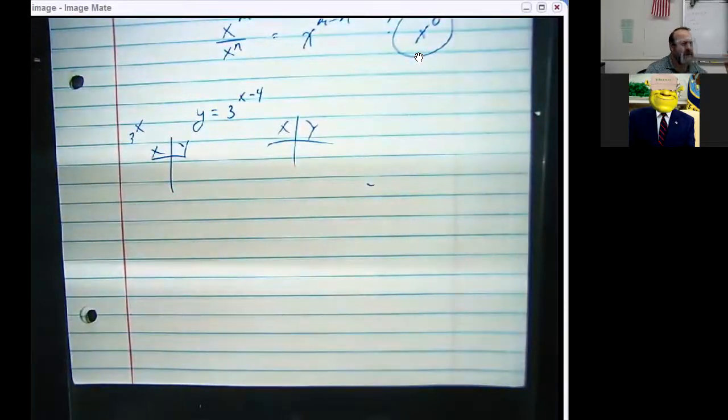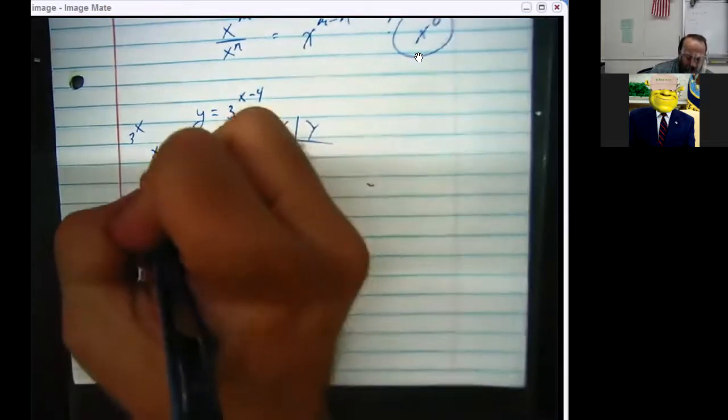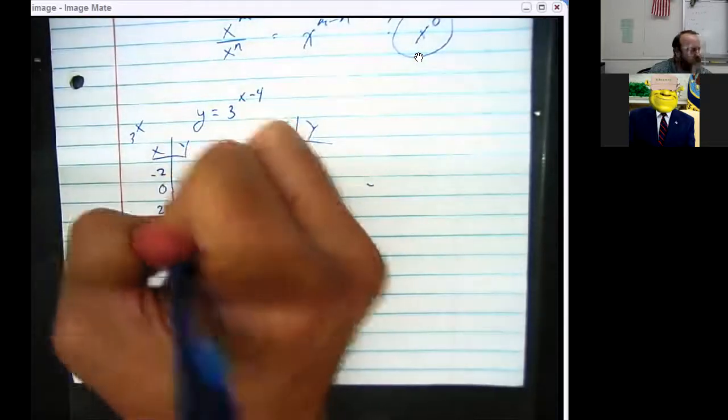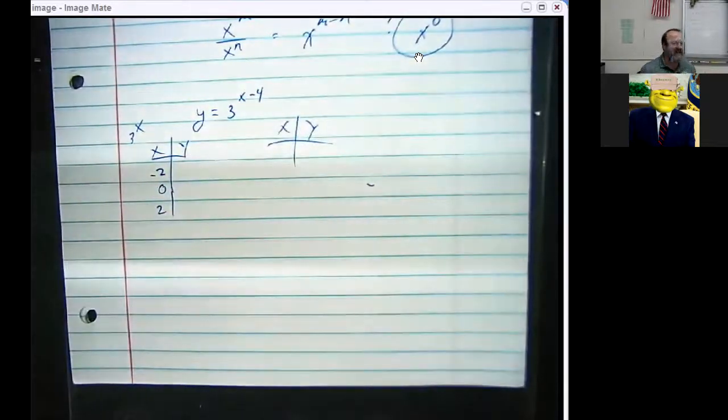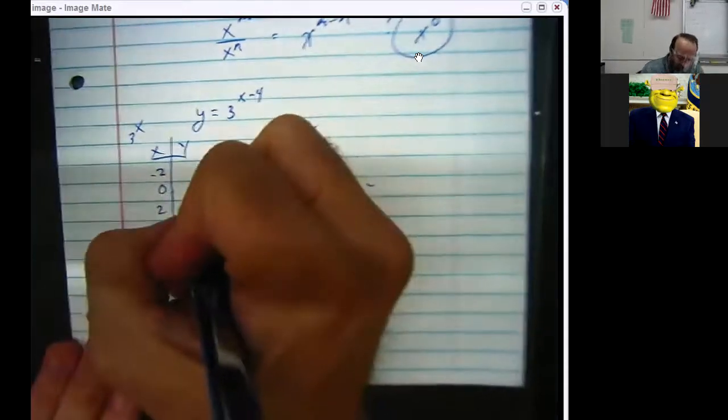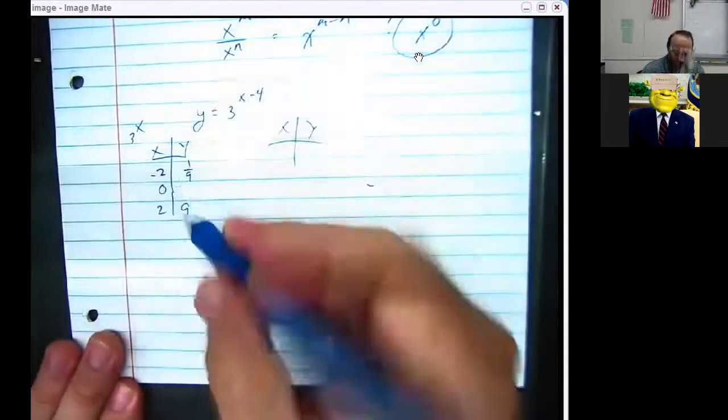How many points did I tell you to graph every time? 3. I asked you to graph -2, maybe 0 and 2. And those are not special values. They're just simple numbers that are a little bit spread out. That would give us 9, 1/9, and what was the one in the middle?